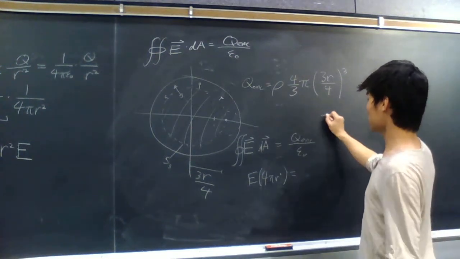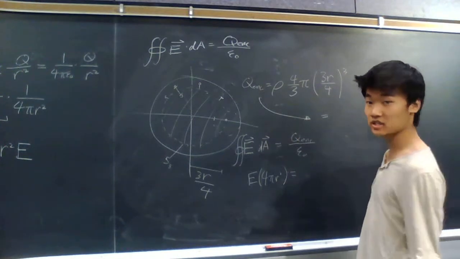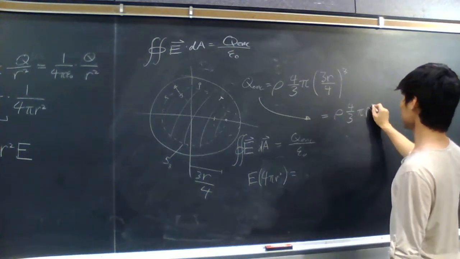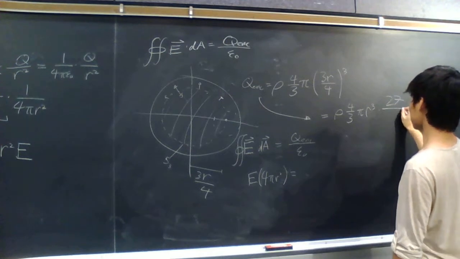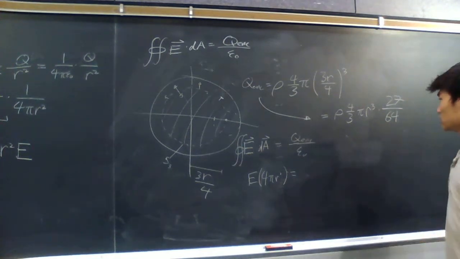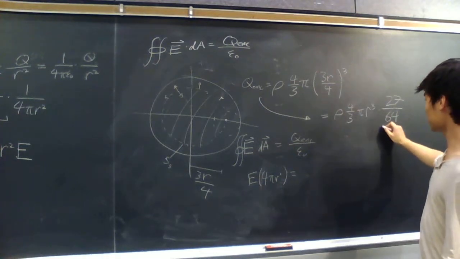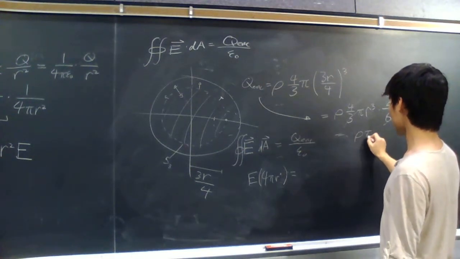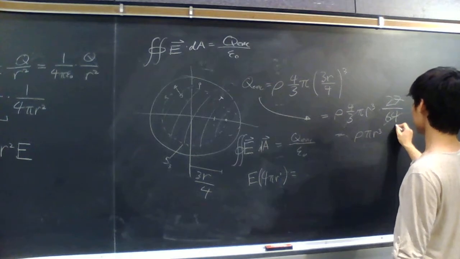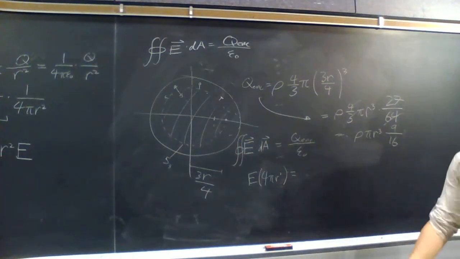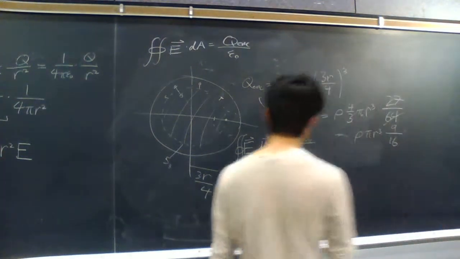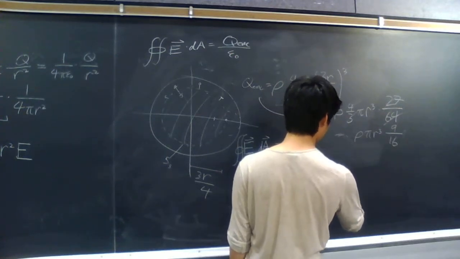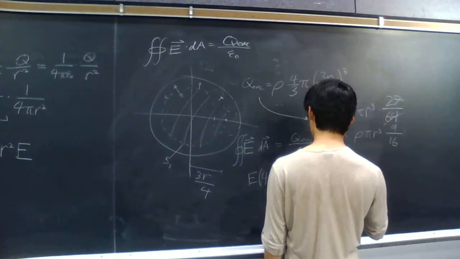This is going to end up equaling rho 4/3 pi r cubed times 27 over 64. And then we can divide 64 by 4. We can divide 27 by 3. That becomes rho pi r cubed times 9 over 16. Very nice. So it's rho over epsilon naught pi r cubed times 9 over 16.